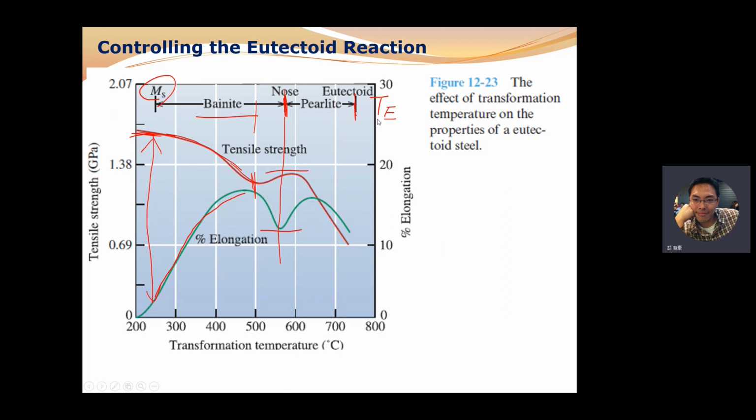So this figure just shows the effect of the transformation temperature on the mechanical property of eutectoid steel. So the temperature we have to consider is delta T, which equals the eutectoid temperature minus the transformation temperature. So when delta T is higher, that means we get a huge difference between the UTS and the elongation.